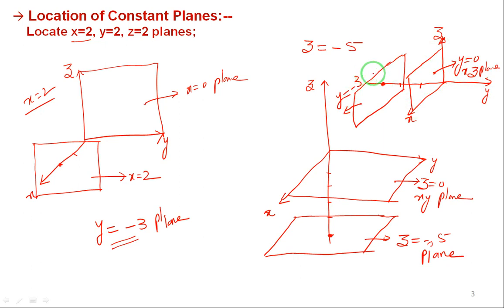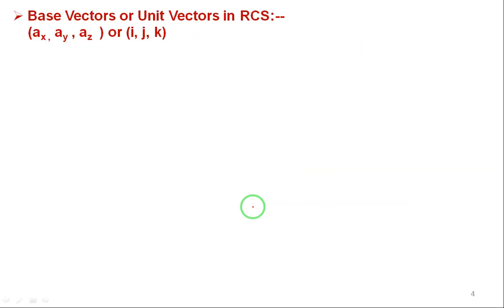Yes, fine, good. Okay, location of planes. I hope you understood location of points and location of planes in the rectangular coordinate system. I will move to the next topic. Okay, fine, good. Next, I will move to the next topic.